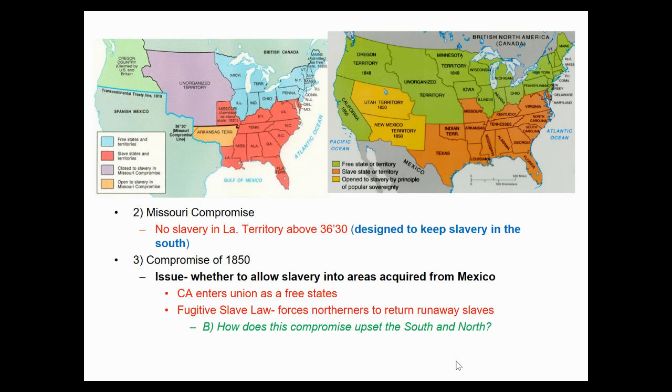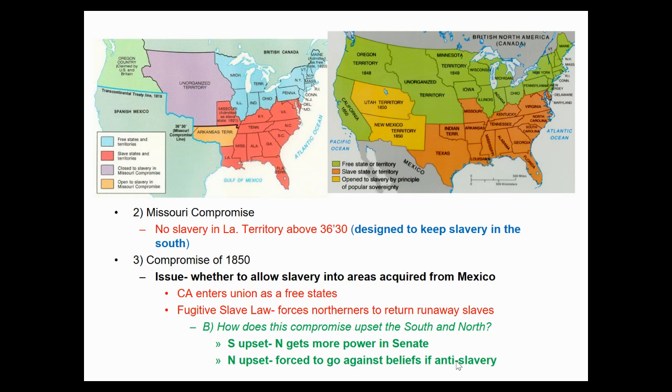Now, this is a compromise, and the problem with compromises is compromises never appeal to everyone, or everyone's unhappy with something in it. Now, how does it upset both the South and the North? And the answer to this is, for the South, they're upset because now the North has more power in the Senate. There's one extra free state, which means two extra senators in the North. And for the North, they're upset because they're forced to go against their beliefs if they're anti slavery.